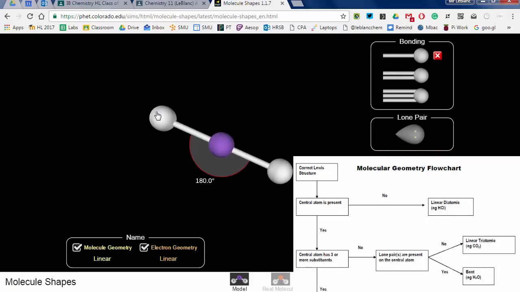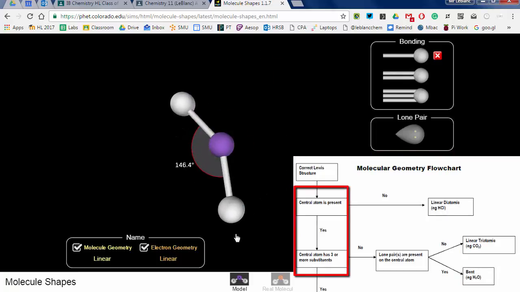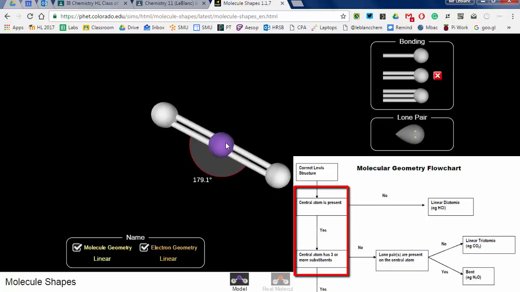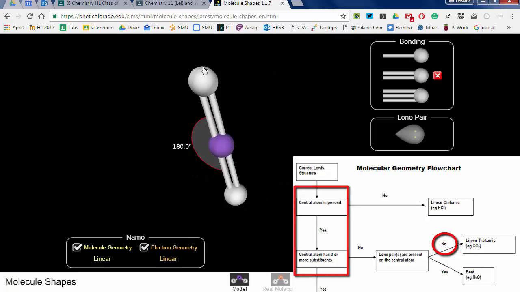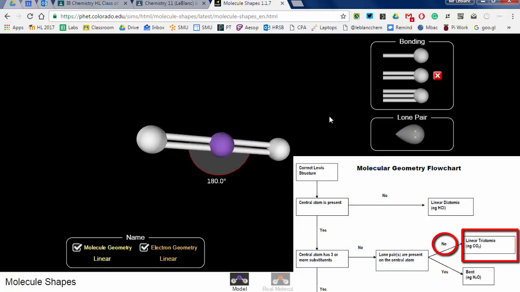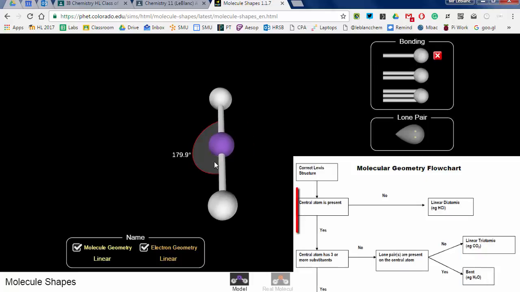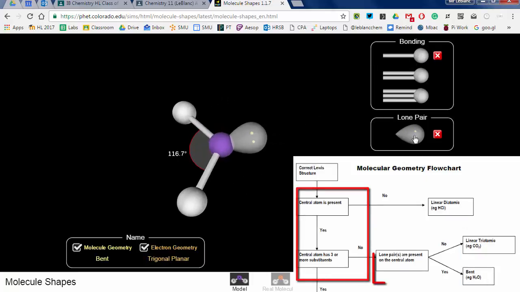So on the central atom, I'm going to put 2 substituents. Is there a central atom present? Yes, there is. Are there 3 or more substituents? No, there's not. So I'm going to move across in my flowchart here, and what I'm going to find is because there's no lone pairs on the central atom, it's essentially 180 degrees, so I call that linear triatomic.